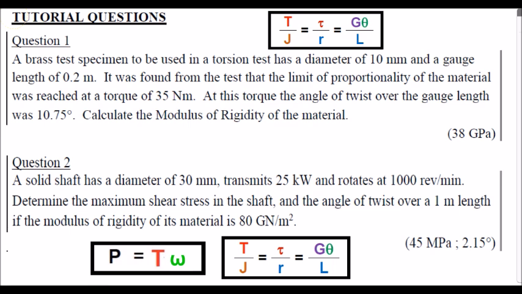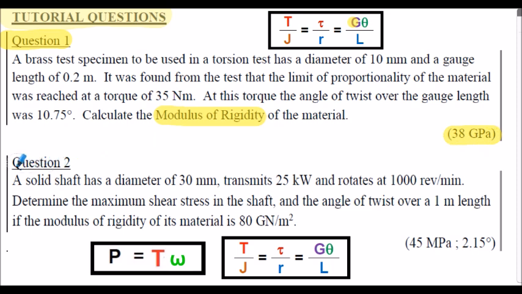And I'll leave you with some tutorial questions to attempt at your own pace. If you've worked through the previous exercises of this presentation, you should be able to attempt and solve these questions. In question 1 shown here, given the information in the question, we have to calculate the modulus of rigidity for the material. Remember that symbol G within our simple torsion theory. Answer is shown here in the bracket.